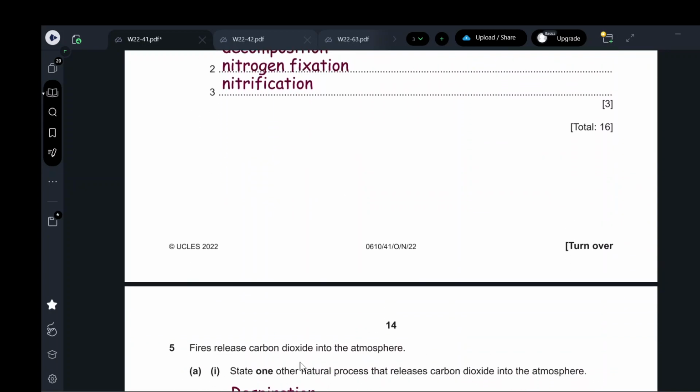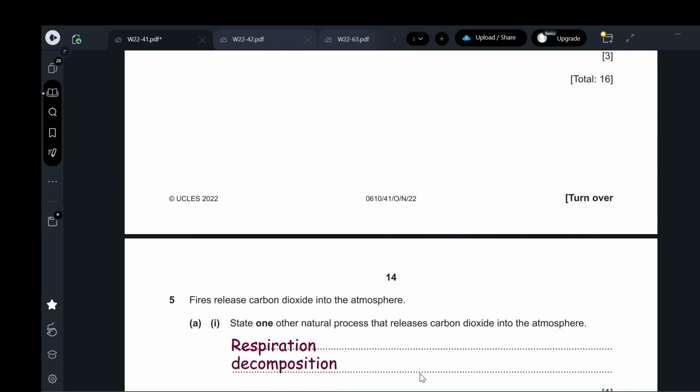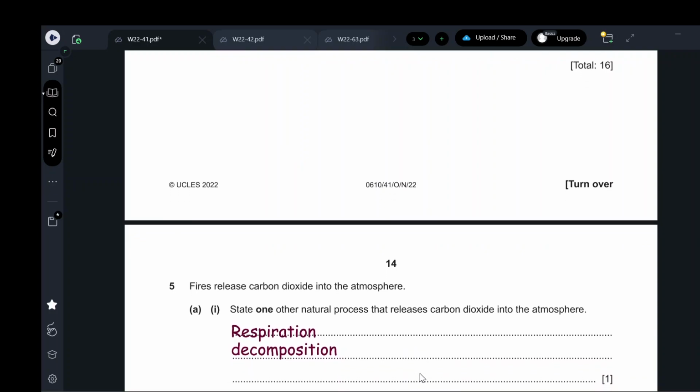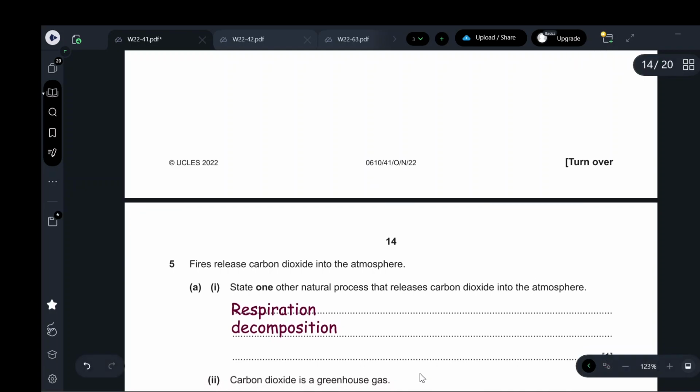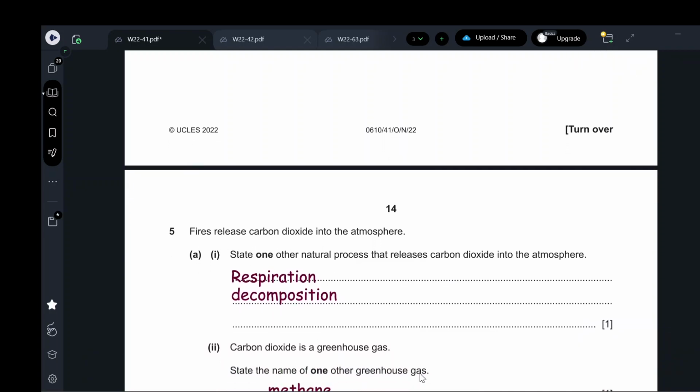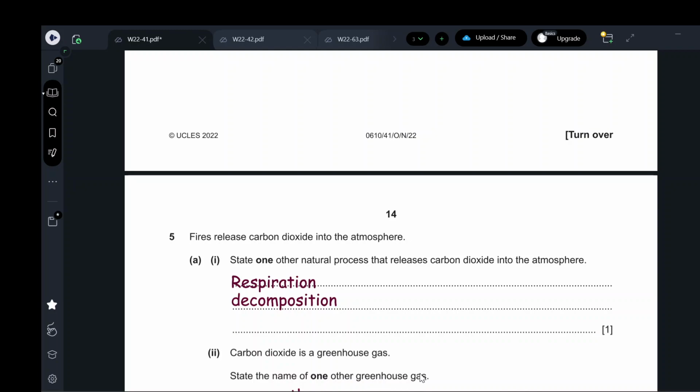Question 5. Fires release carbon dioxide into the atmosphere. State one other natural process that releases carbon dioxide. Release, not absorb. So it will be respiration. Respiration releases carbon dioxide, or decomposition. Carbon dioxide is a greenhouse gas. I want another greenhouse gas. The other one is methane, which comes out of cattle farming and the farms usually, and the decomposition of organic wastes.